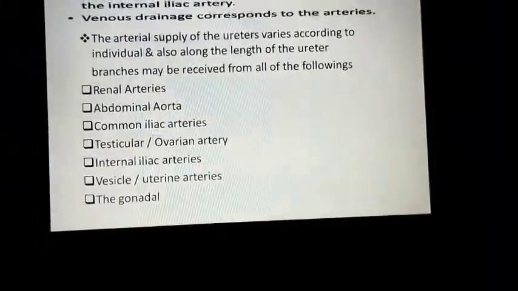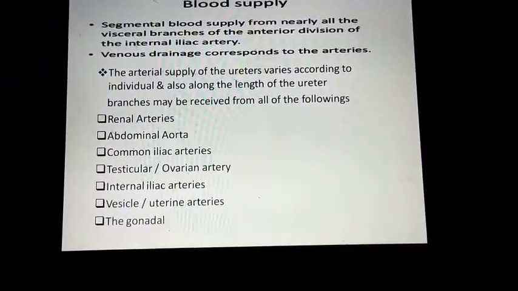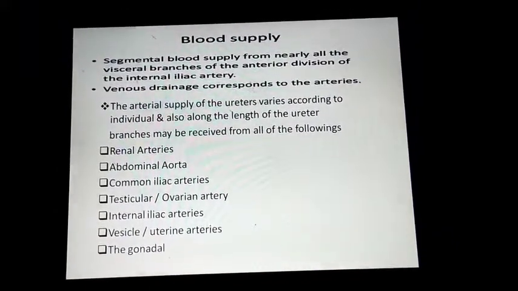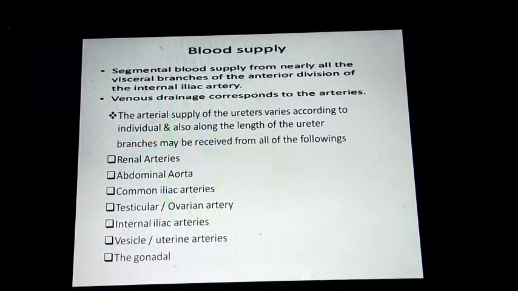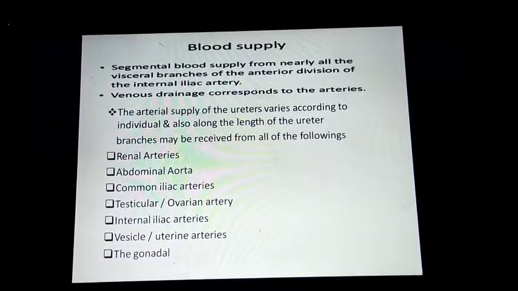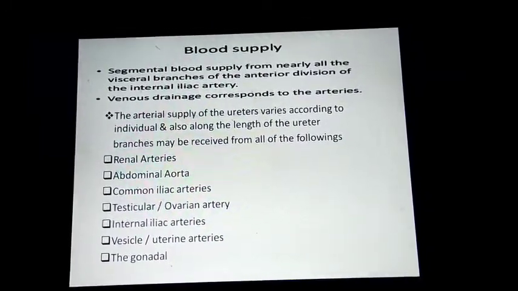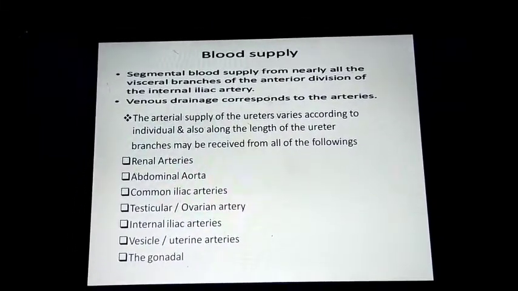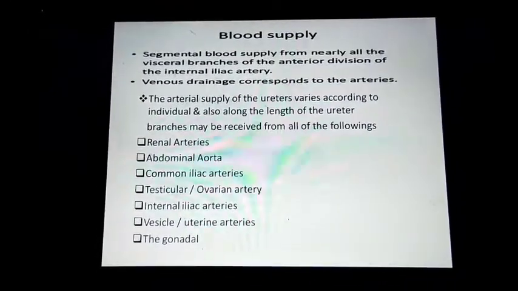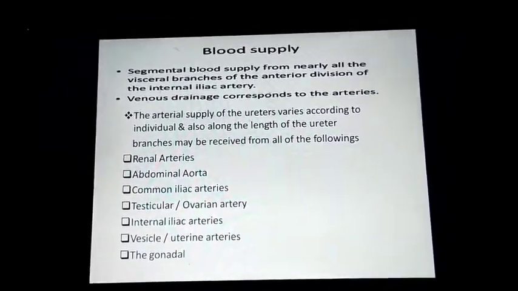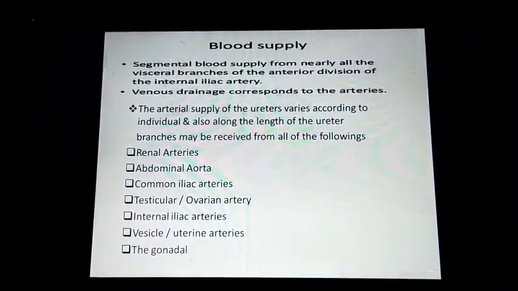Blood supply of the ureter: the segmental blood supply comes from nearly all the visceral branches of the anterior division of the internal iliac artery. The venous drainage corresponds to the arteries. The arterial supply of the ureter varies according to the individual and also along the length of the ureter. Branches may be received from all of the following.